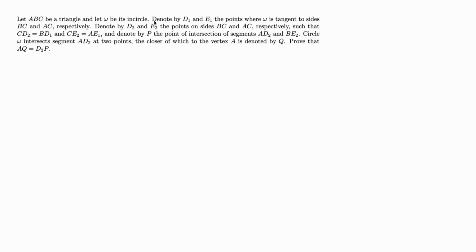Let ABC be a triangle and let omega be its incircle. Denote by D sub 1 and E sub 1 the points where omega is tangent to sides BC and AC respectively.